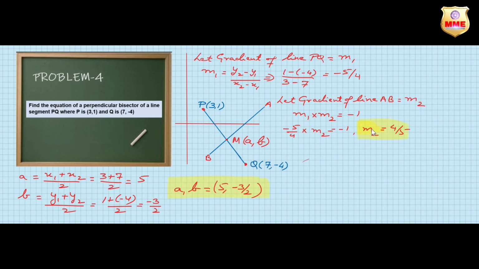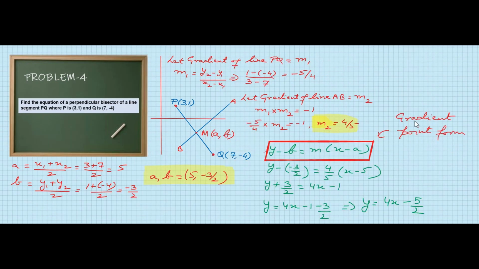Now as you can see in the yellow highlighted portion, we have got the slope of the line M2 and we have got the coordinates of the point through which it is passing. So friends, as we know, the gradient point form of the straight line equation is y minus b is equal to m times x minus a. So we have placed the values of b, m and a in this particular equation. On further solving the equation, we get the final equation of the straight line.